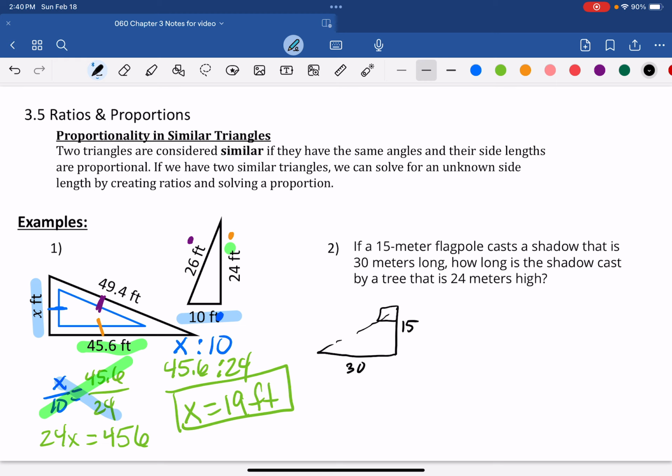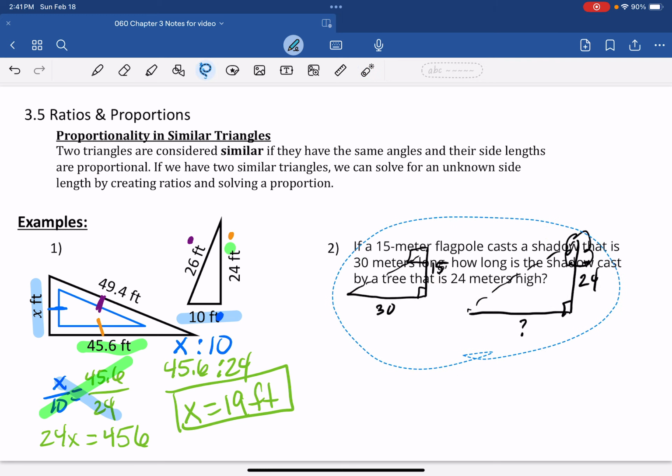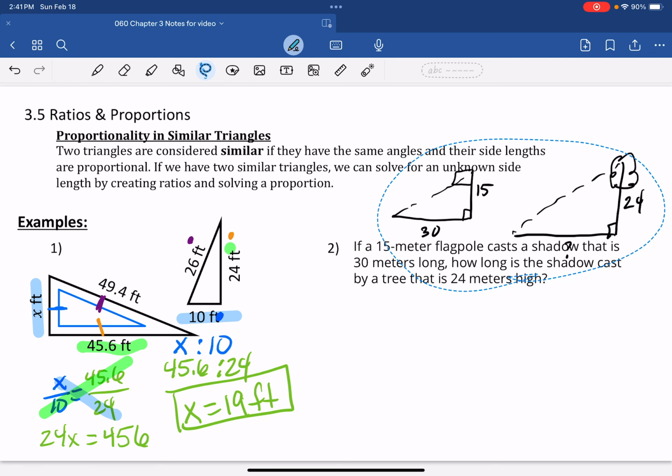And we're looking at how long the shadow will be for a tree. And the tree is 24 meters. We don't know how long the shadow is going to be. And these are proportional because they're perpendicular to the ground, and if it's happening at the exact same time of day, the angle of the sun will be the same, which makes these angles the same, giving us similar triangles. So I'm going to move that here, make this a little smaller.